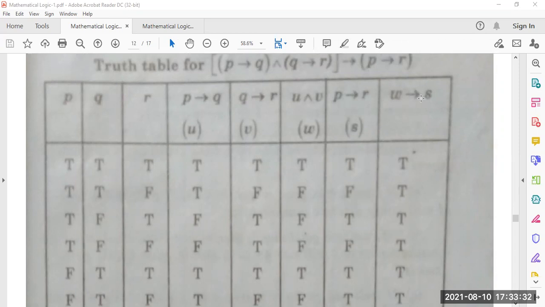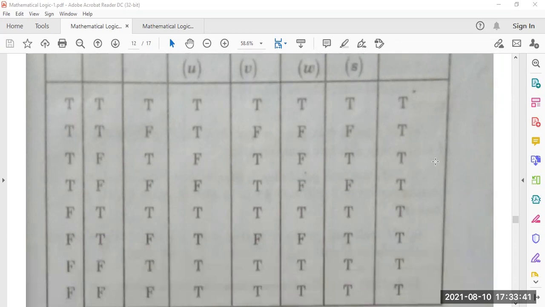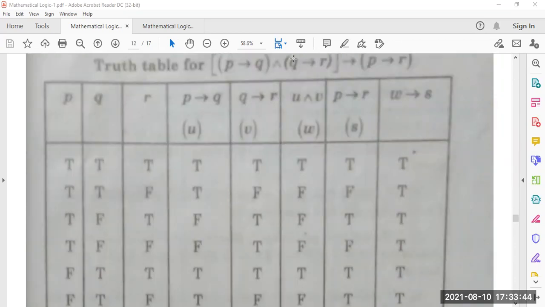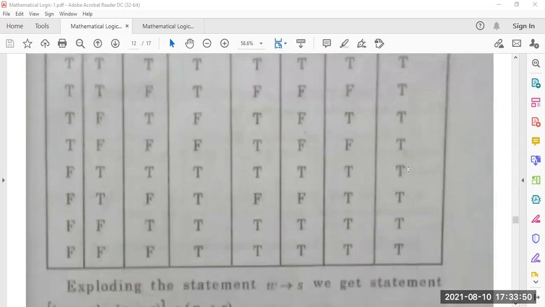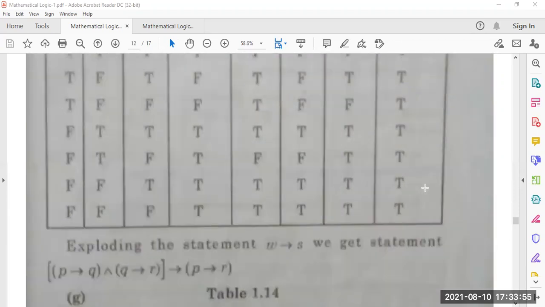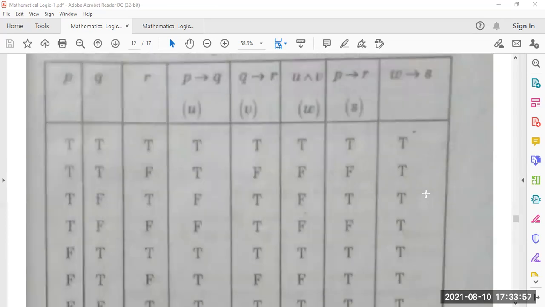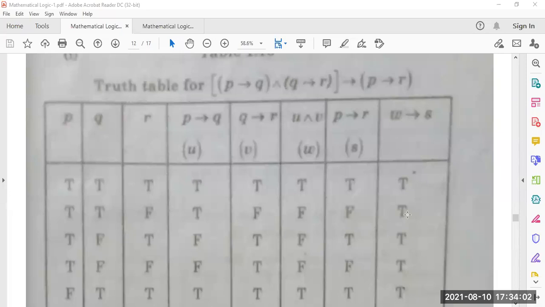Lastly, this is the whole statement. Look at here. It is understood how it is constructed. And finally, look at here, all those values are T. It is also an example of tautology. Is it clear? Yes, sir.